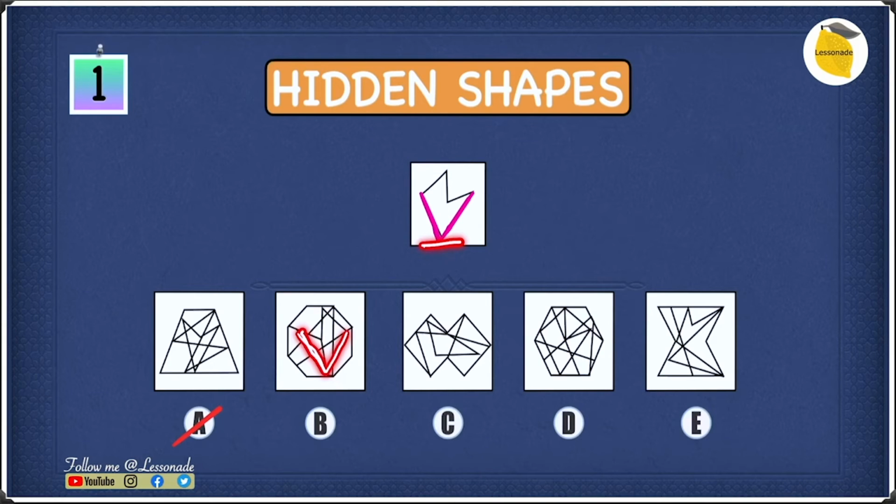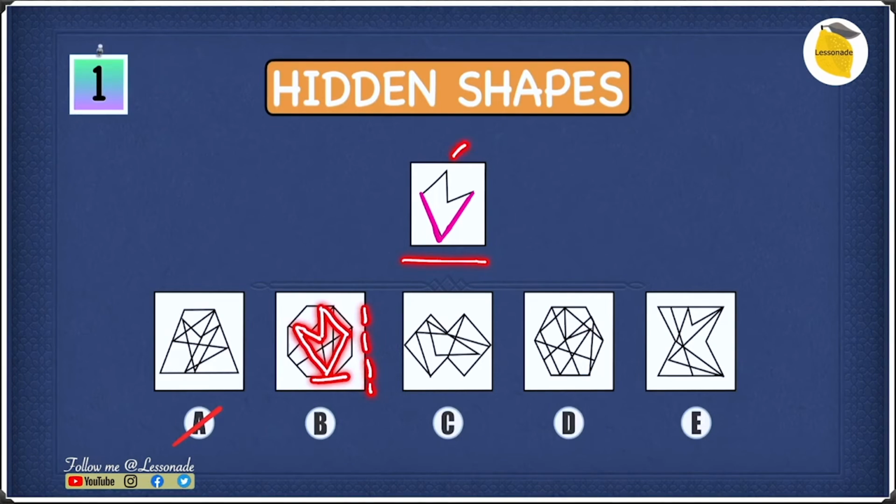But let's see whether the top bit of the shape is the same. So we have the V shape, and then we have the line going across, line at the top, line coming downwards. Yes, the top bit of the shape is also the same, but if you notice, this shape is a reflection of the shape we have above.